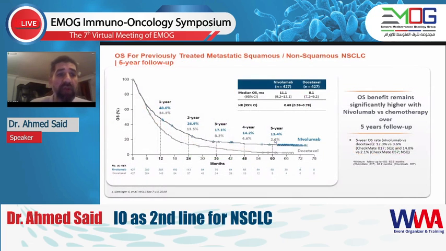So overall survival also for previously treated metastatic squamous and non-squamous cell at 5 years follow-up, we can see here in the nivolumab arm, it is 11.1 months, and in the docetaxel, 8.1 months, with a hazard ratio of 0.68. As you can see here, the difference at each landmark for overall survival at 12, 24, 30, 48, and at 5 years, we have more than 10% increment in the overall survival versus docetaxel. So overall survival is still significantly higher with nivolumab versus chemotherapy over 5-year follow-up in the combined pool analysis.